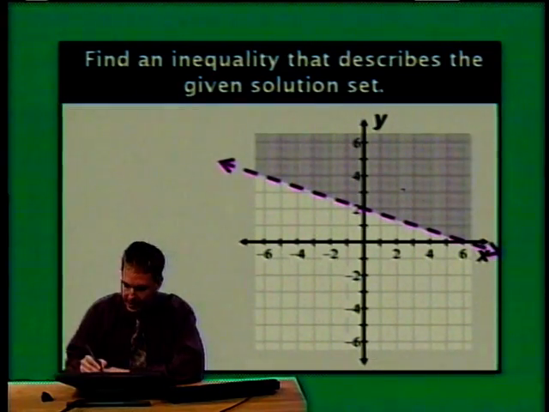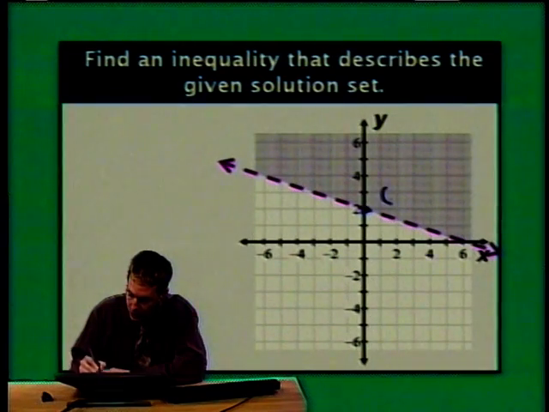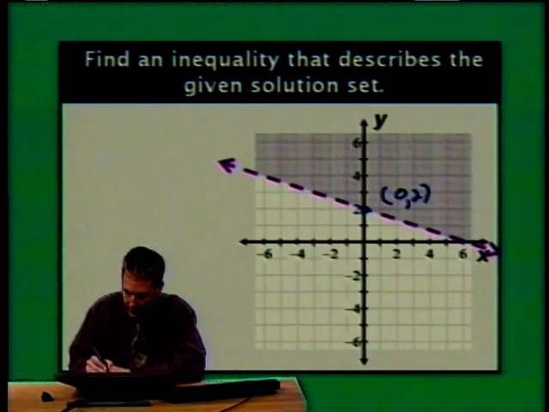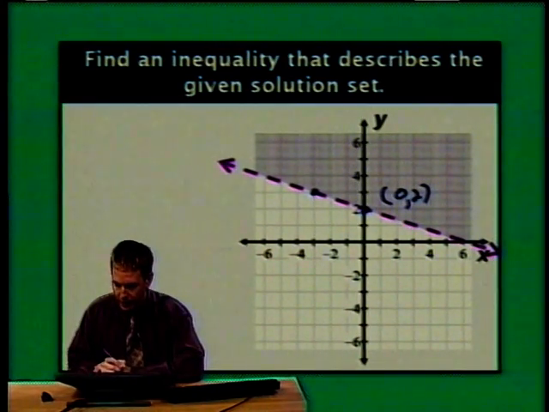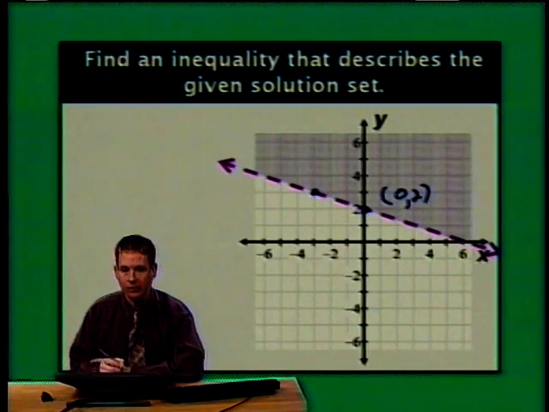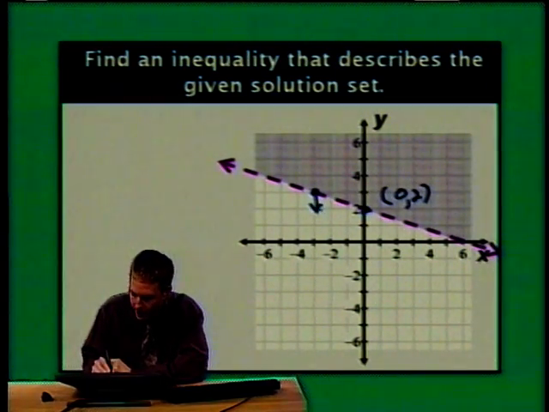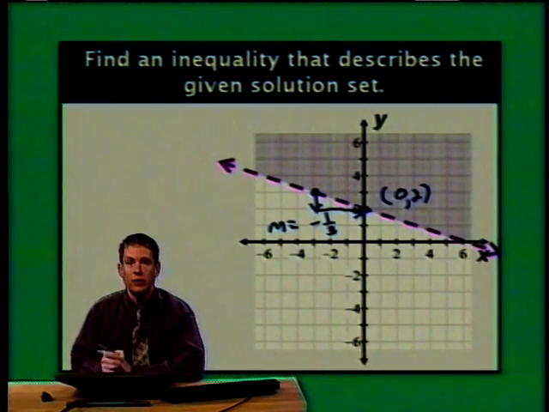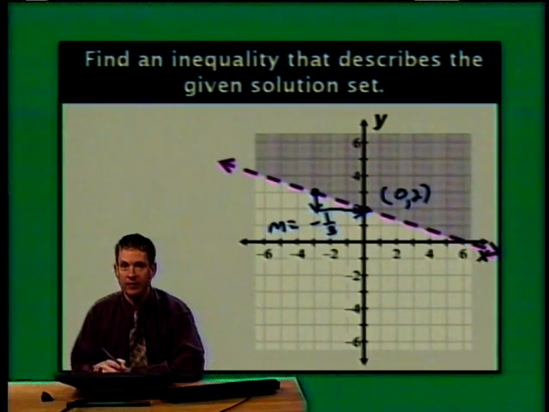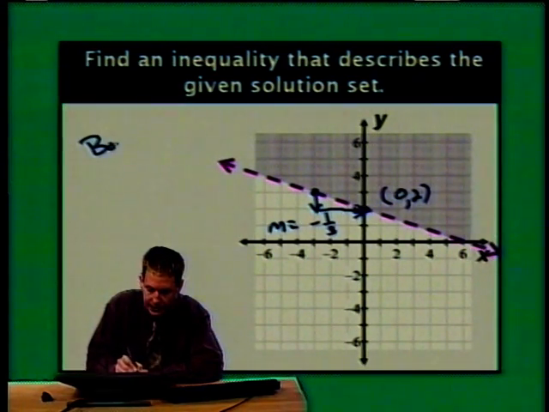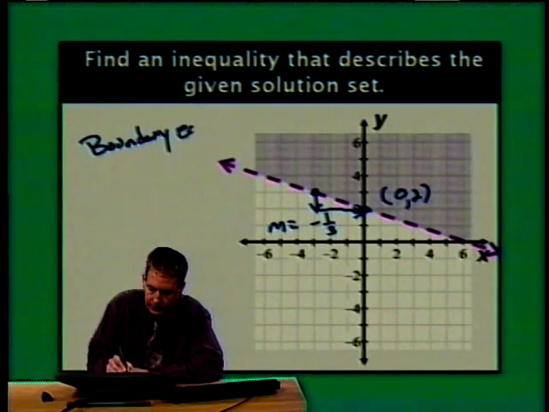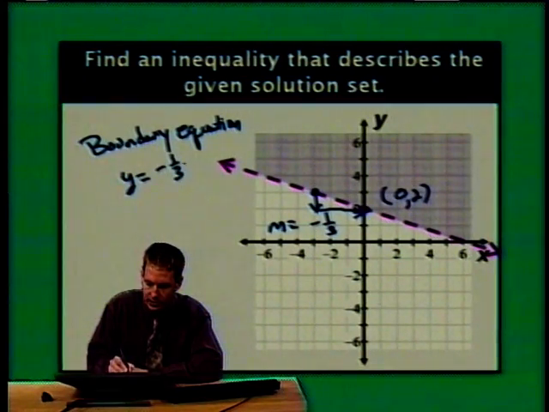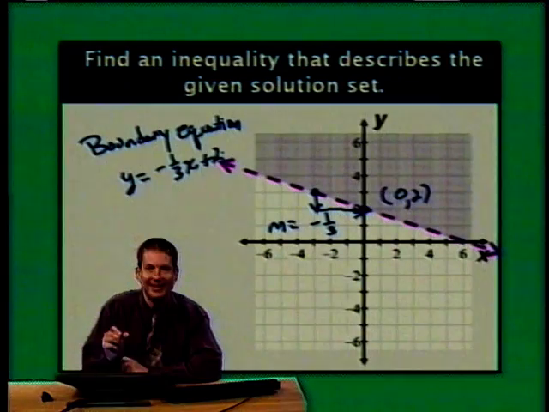Well, looking at this line, I can see that the vertical intercept, the y-intercept, is the point 0, 2. And looking at another point on the line, say the point -3, +3, I can see that the slope of this line is -1 over +3. So using the slope-intercept form for the equation of the line, I know that the boundary equation is just y equals -1/3 x plus 2.